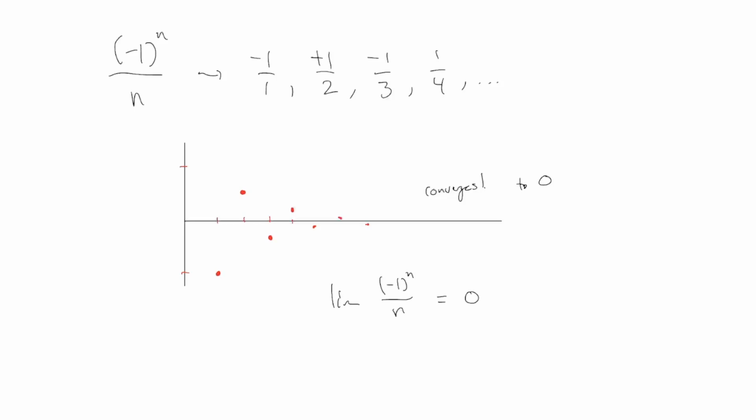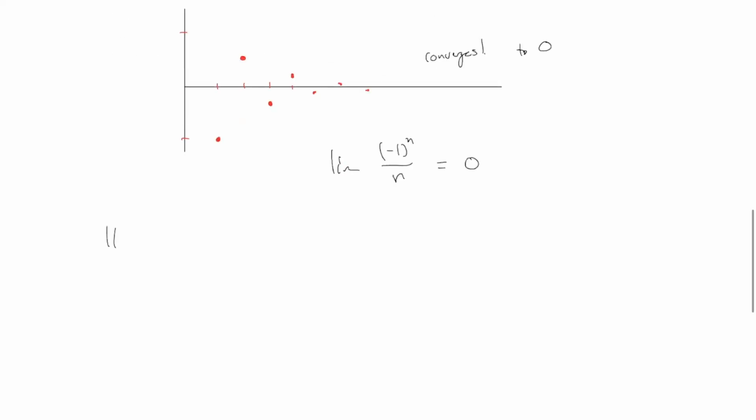At least that's what it looks like on the picture. How could you actually show this using our various rules for the limits? I mean, it would be nice to be able to work this out rather than plotting the values and just looking at where they go. So how do we show, using the formulas, our rules for the limits, that this equals 0?